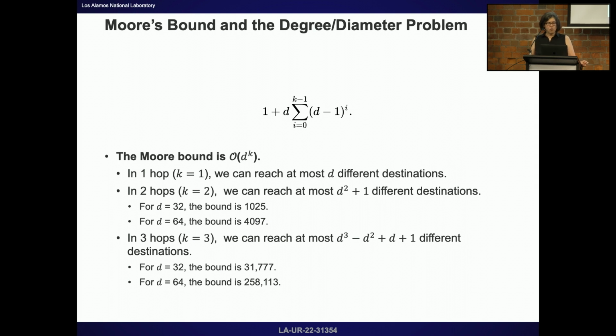In 3 hops, you can reach order D cubed different destinations. And now you're talking. Now that starts to be really a rather large graph at that point. And these sizes of routers are within reach. They're either here now or they will be here shortly.